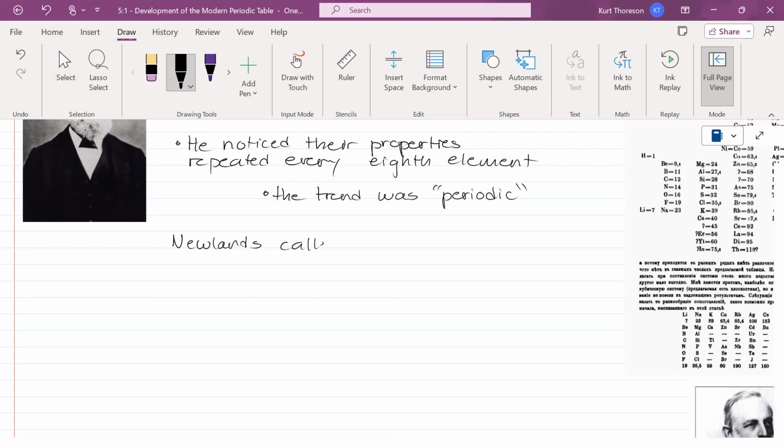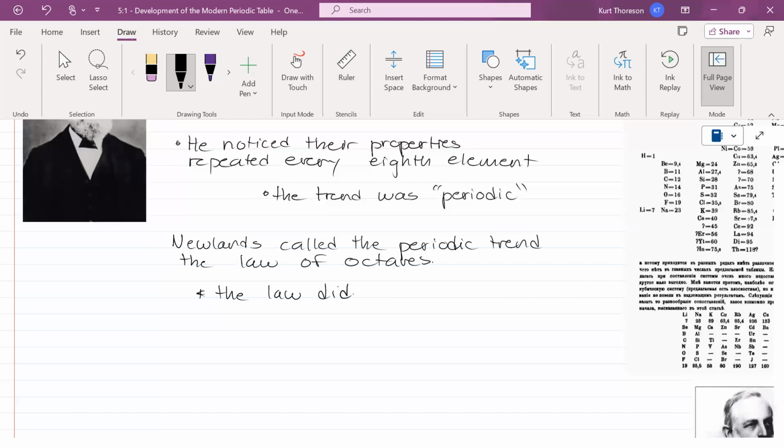Newlands called the periodic trend the law of octaves. And no one really bought into it because he got the law of octaves from music. And a bunch of scientists saying, you named this after music? What an idiot. He knows nothing. And so he really didn't have this idea accepted, just because of the way he named it.